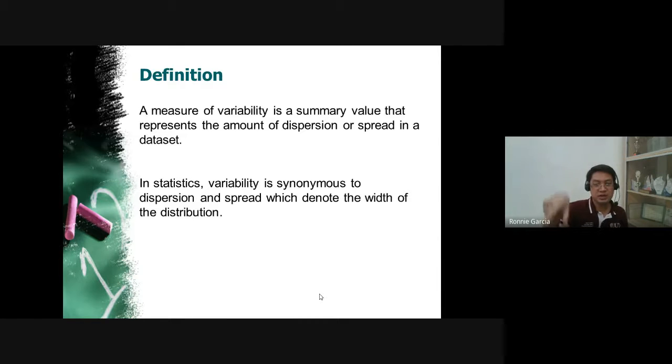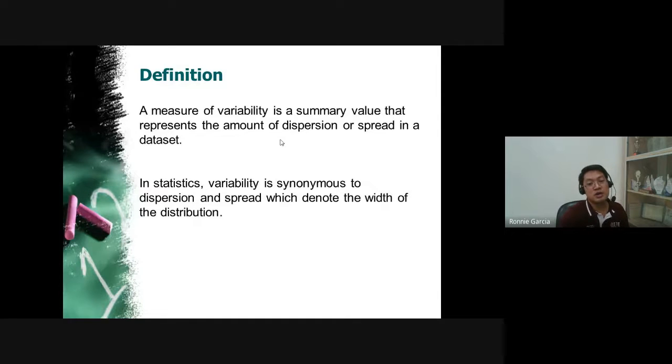Kaya kung naa toy standard deviation, gina-measure niya kung lahi-lahi ba ang answer sa imuhang respondents, nga ang usa 1 ang gi-score, ang uban 5. Kung dako siya, meaning spread out kaayo ang inyong data. Kung gamay siya, meaning halos pareho ang answer sa imuhang mga respondents. So again, the definition is it represents the amount of dispersion. Dispersion meaning pagkakalat. Di ba? Disperse is katag. Magkalat sila, kalat. So that's the meaning of dispersion.